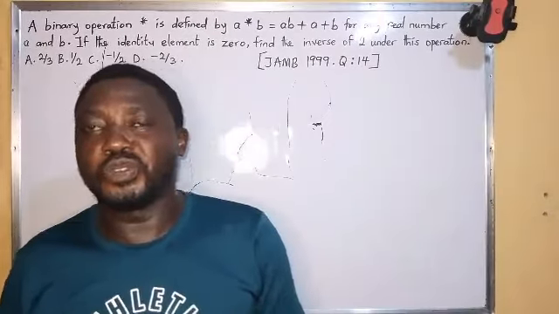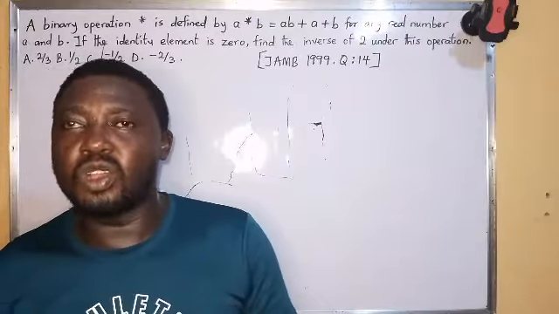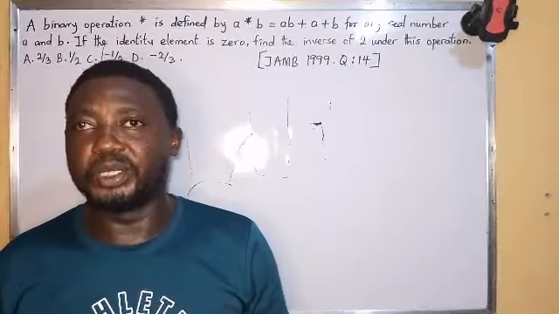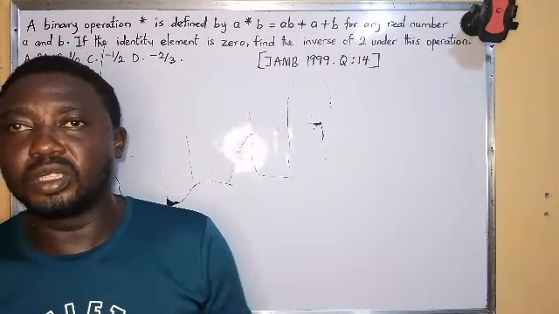So we continue from what we stopped in the last class. We'll be looking at the second question in JAMB 1999 binary operation. We are still treating binary operation, so let's do well and solve this question together.